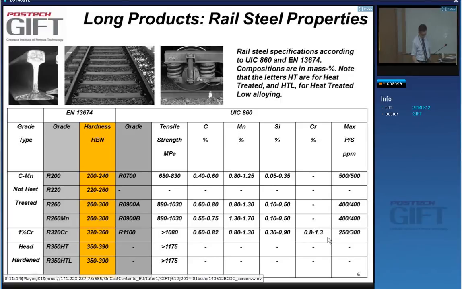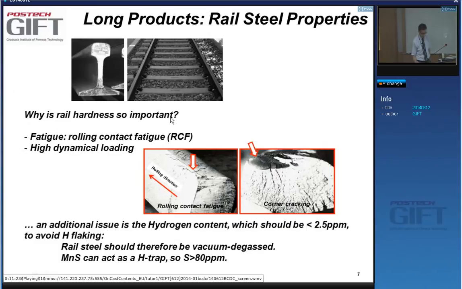Okay, so let's have a review of why rail hardness is so important. Because you get a special type of wear, which is rolling contact fatigue. It's a highly dynamic situation. You get extremely high loads, and you can see here that you initiate cracks in this type of fatigue below the surface, and part of the metal will crack off.